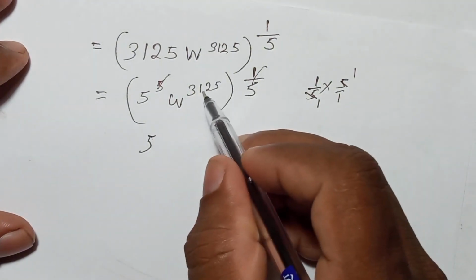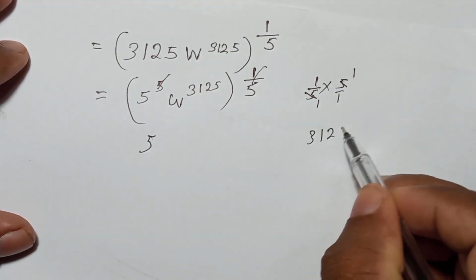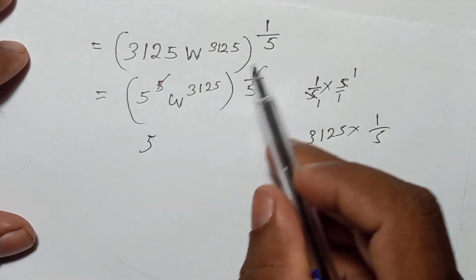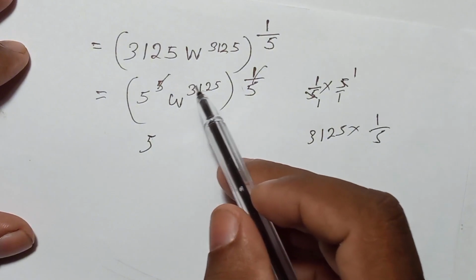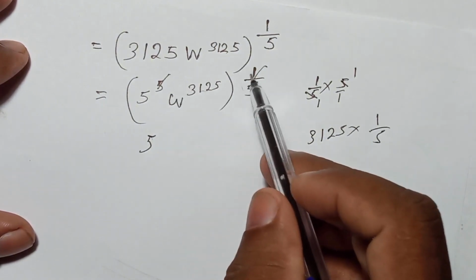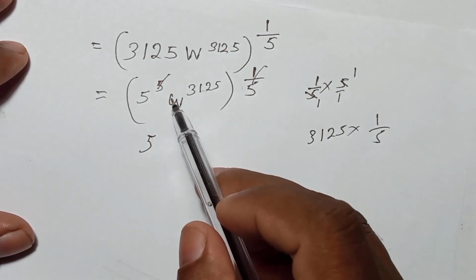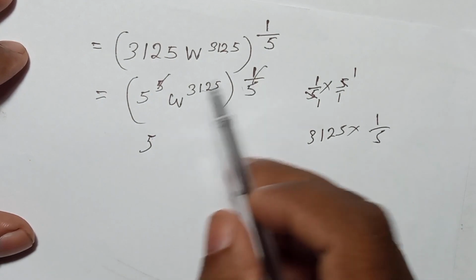Then again you need to multiply 3125 into 1 over 5. That means this index multiplies with this index. Normally inside the bracket you have terms, and outside the bracket you have an index. That means the index of the terms inside the bracket, you need to multiply with this outside index, right?